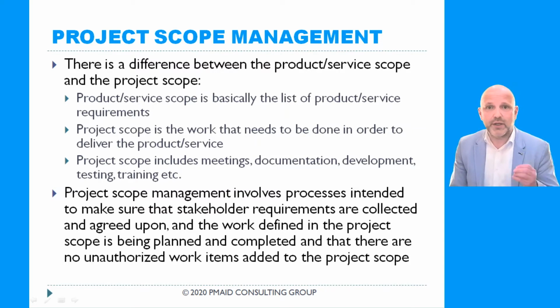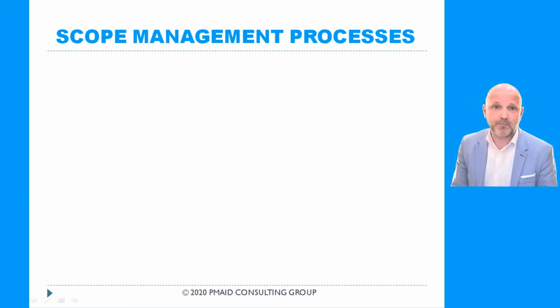Project scope is all the work that needs to be accomplished in our project. It includes not only the work to produce the actual project deliverables, it also includes meetings, audits, testing, and all the work on the project. It is very important to make sure that there are no unauthorized items included in project scope. Project scope management involves processes intended to make sure that all the stakeholder requirements are collected, planned, controlled, and executed throughout the project life cycle.